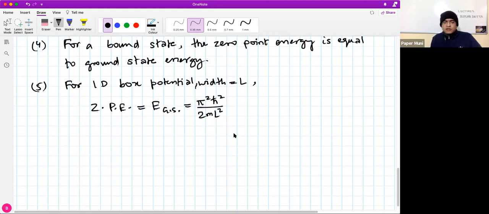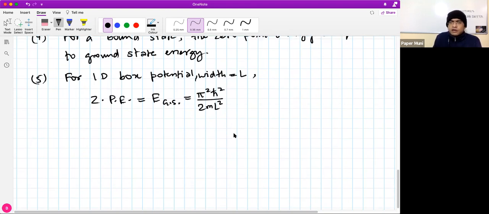And the question might be asked to you like this: what will happen if you put the system at temperature T equal to 0 Kelvin? What is the energy of the system in that case? It is equal to the zero point energy, the ground state energy. It cannot go lower than that.